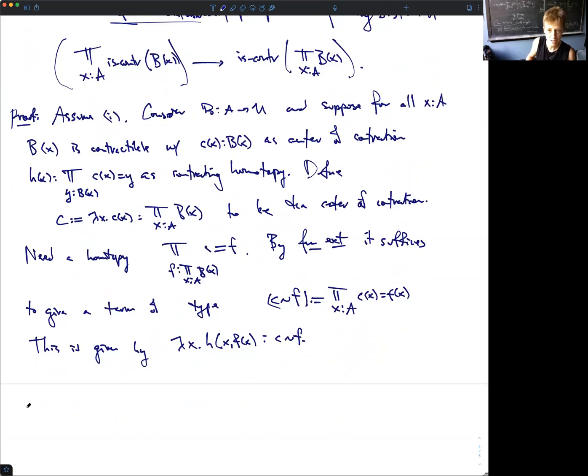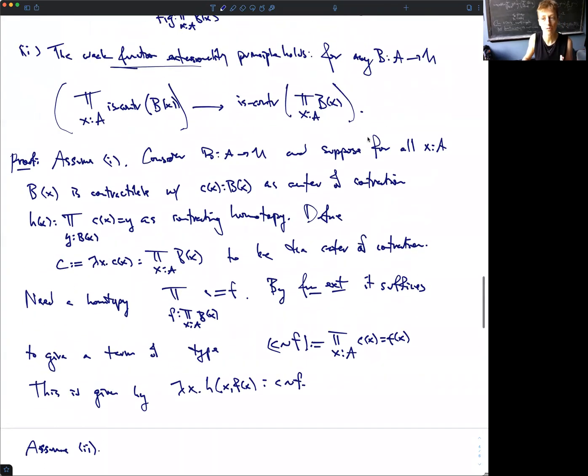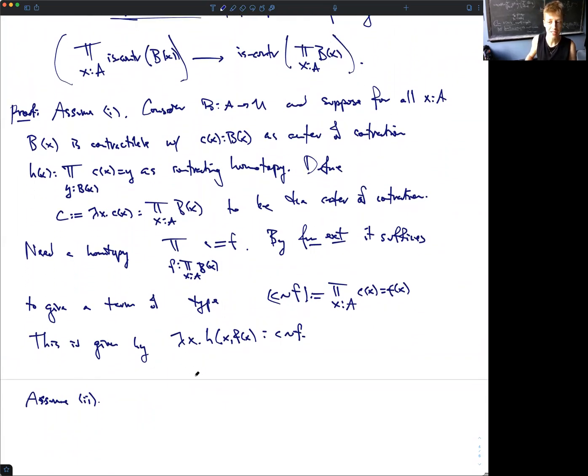Okay, so now let's do the converse. That was the proof that function extensionality implies weak function extensionality, and now we need to go the other way. So I'm going to assume 2, the statement of weak function extensionality: contractible types are closed under products. I want to prove now ordinary function extensionality, an equivalence between identity types and function types and types of homotopies.